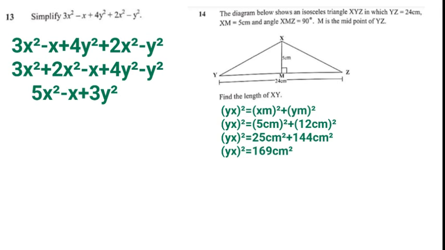Then here we are going to find the square root of these terms, which is YX squared and 169 centimeters squared. The square root of YX squared is YX, which is equal to the square root of 169 centimeters squared, which is 13 centimeters. So 13 centimeters is the length of XY. Okay, let's go to the next question.